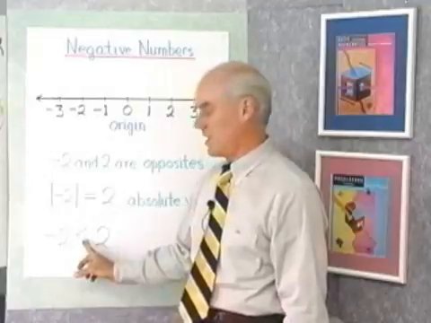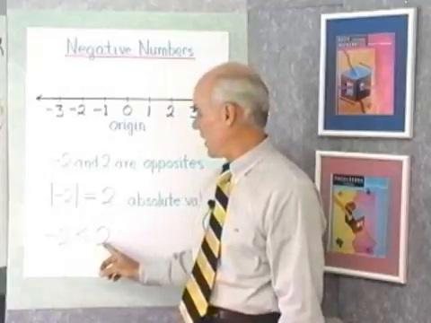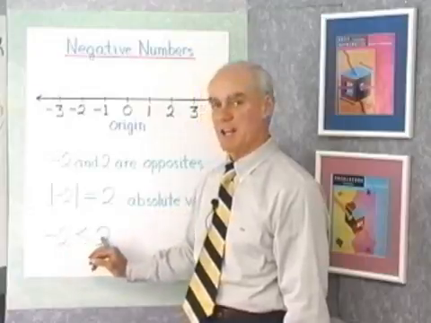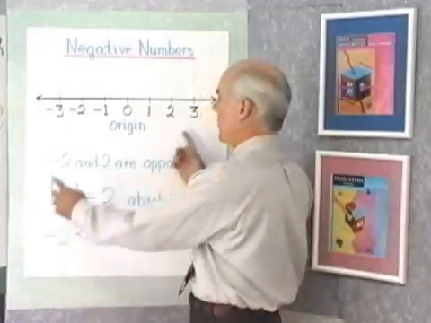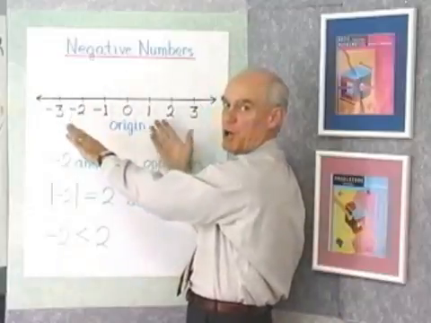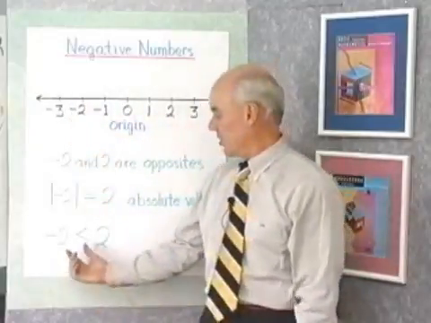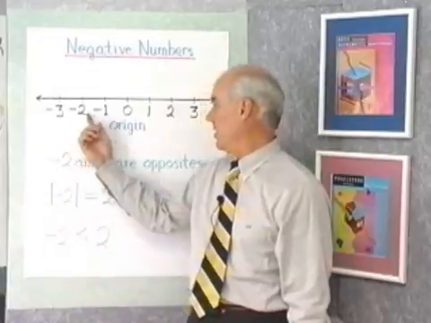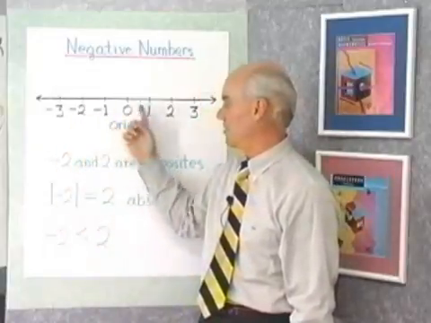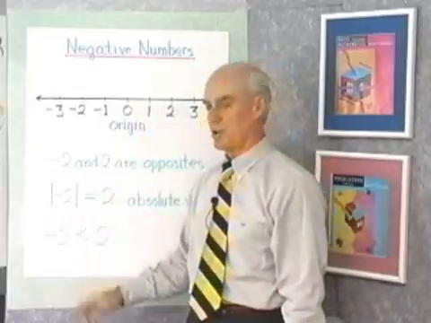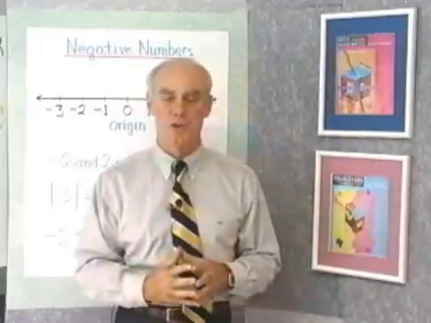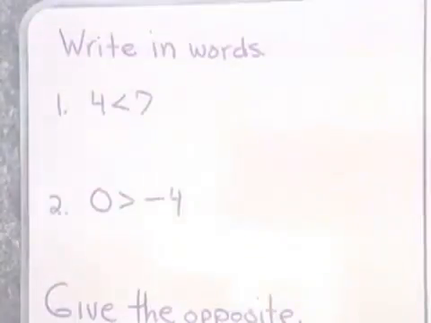And then we can use these inequality symbols to write down the relationship between a couple of numbers. Negative 2 is less than positive 2. So if we compare any two numbers on the real number line, the one that's on the left is always smaller than the one that's on the right. So since negative 2 is over here and positive 2 is up here, then my inequality is going to say that negative 2 is less than 2. My inequality symbols always point to the smaller of the two numbers being compared. Let's go to the board now and work a couple of problems.